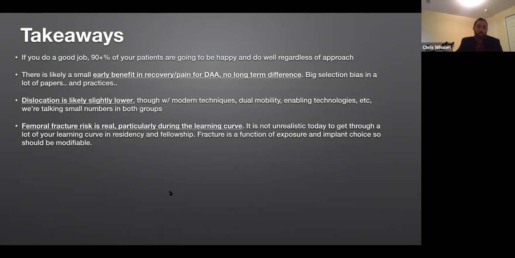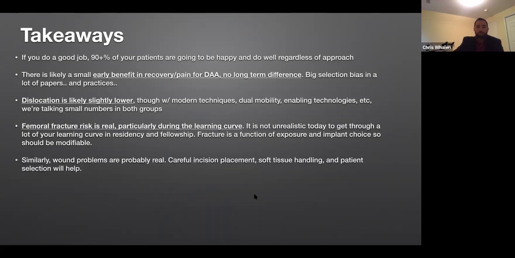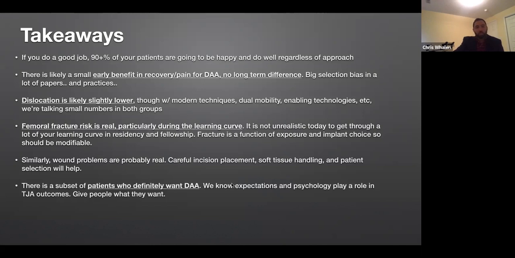The femoral fracture risk and loosening risk is real, particularly in the learning curve. But I think as people are getting through their learning curve in training, and as we're improving our techniques, that risk is going to come down, similar to how dislocation came down in the posterior approach. The wound problems are probably real. I think careful soft tissue handling, maybe abdominal binders selectively, maybe wound vac selectively, etc.